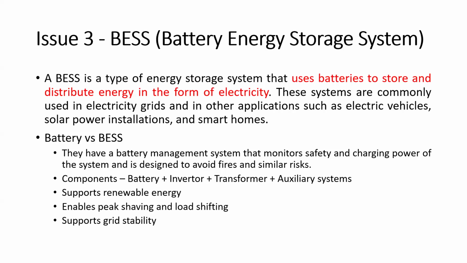Energy storage systems can be of a variety. It can be a mechanical energy storage system like a dam. It can be a chemical storage system like a normal battery. It can be electrochemical. It can be electrical. There are many varieties of storage systems. BESS is a unique type of energy storage system which uses batteries to store and distribute energy in the form of electricity. It is now commonly used in electricity grids and other applications like EV vehicles, solar power installations, and smart homes. Now, what is the difference between a battery and a BESS?